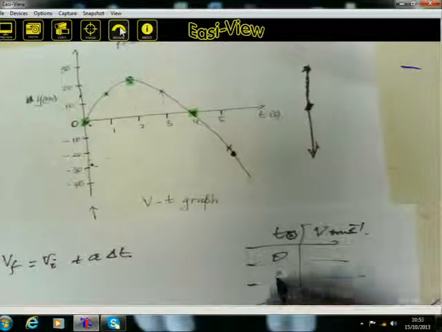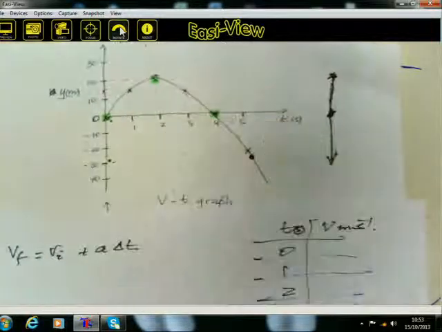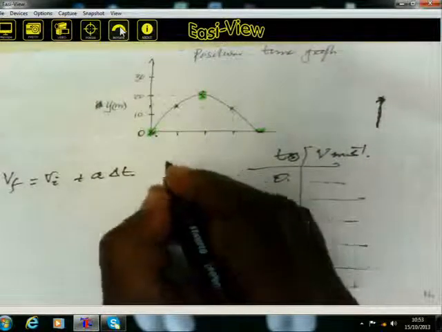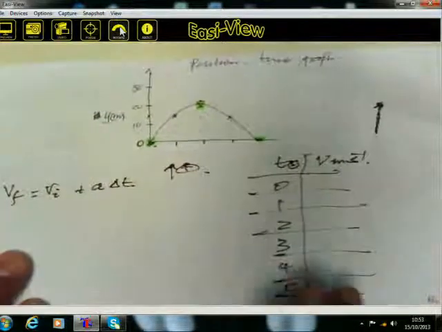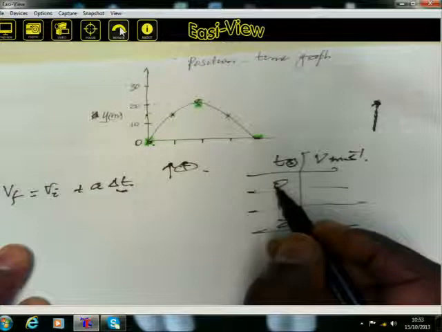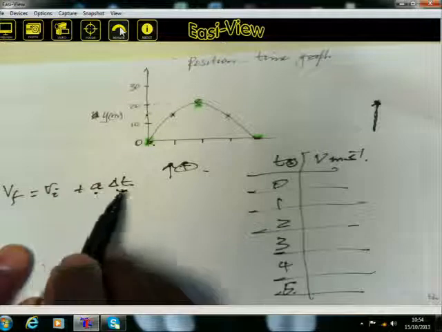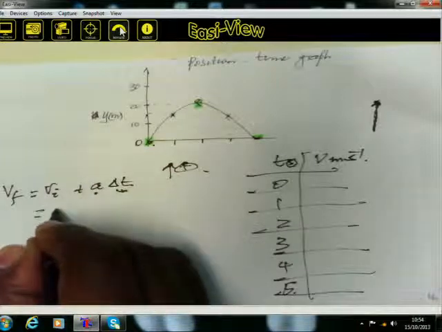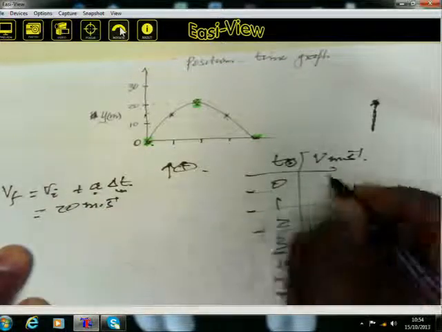So we still have 0, 1, 2, 3, 4, 5 as the question suggested. Now in this one, we'll still take up as positive. When our time is 0, what happens? This becomes 0, the acceleration multiplied by 0 becomes 0. So we have V final equal to V initial, which is 20 meters per second. So here we have 20.